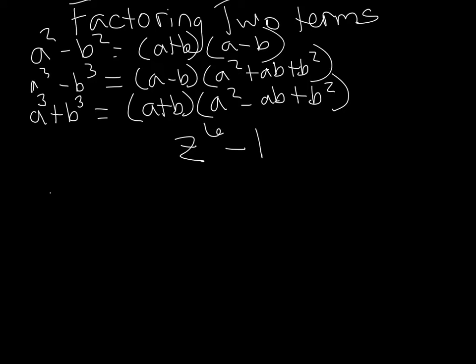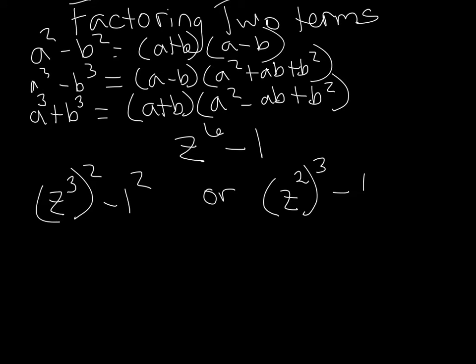The first option is to think about it as a difference of squares, z cubed squared minus 1 squared. Or do you do it like this and have it as a difference of cubes? So two options. If you choose to do it this way, I can tell you that you're going to get an answer that looks pretty strange.